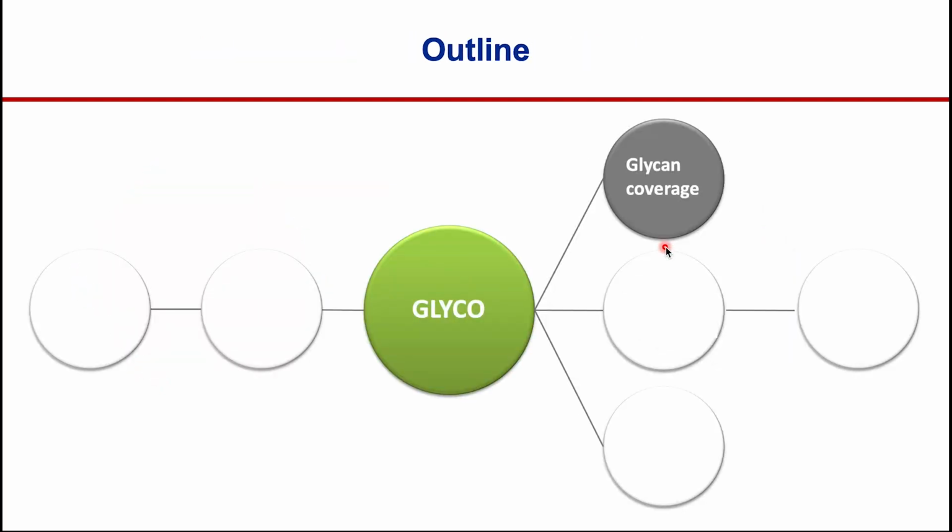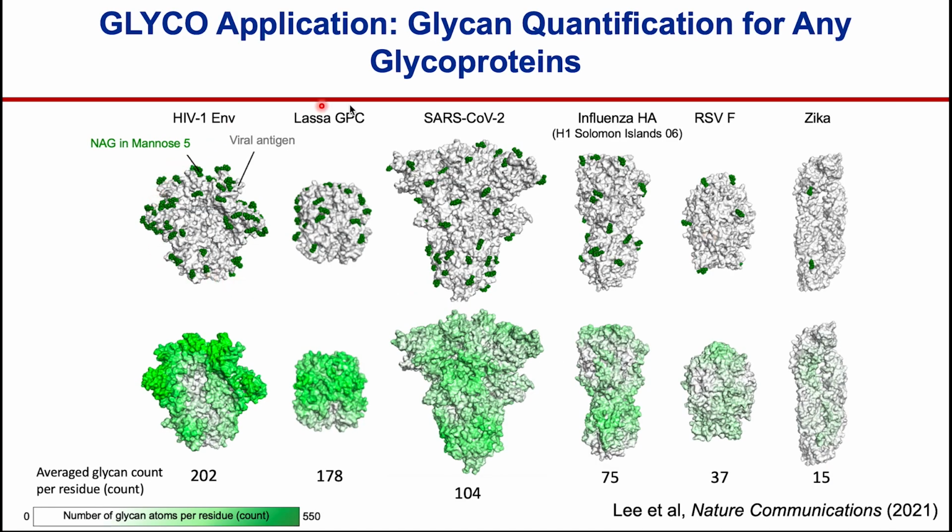And now I'm going to go to the application parts. So what we can do with GLYCO. First of all, the fundamental function of GLYCO, which is glycan coverage calculation. So this is the glycoprotein series that I showed in the previous slide. If we run GLYCO, as you see at the bottom, you can easily see which glycoprotein is highly glycosylated compared to the other one. And also in a single structure, specifically which part is dense in glycan compared to the other parts.